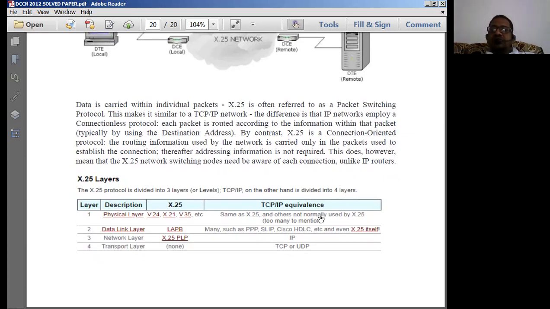The connection is established dynamically, but once it is established, that connection is fixed for the entire communication between the source and destination computers. That is what there is in the X.25 type of network.